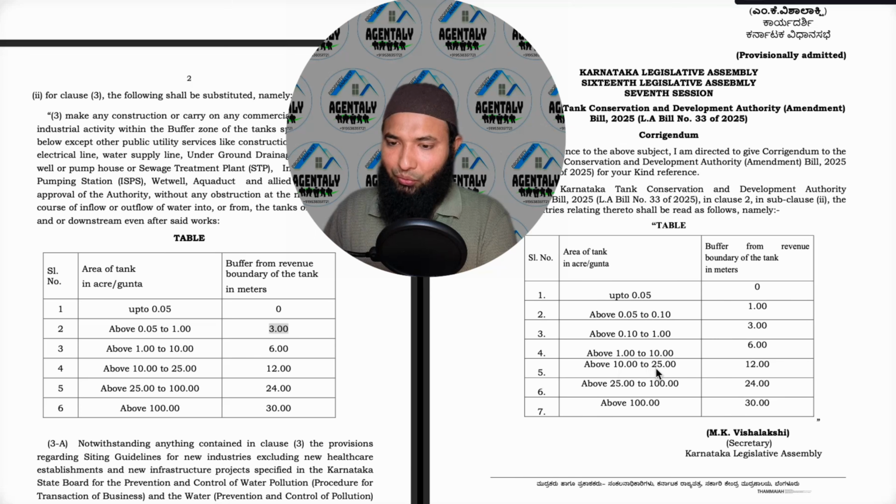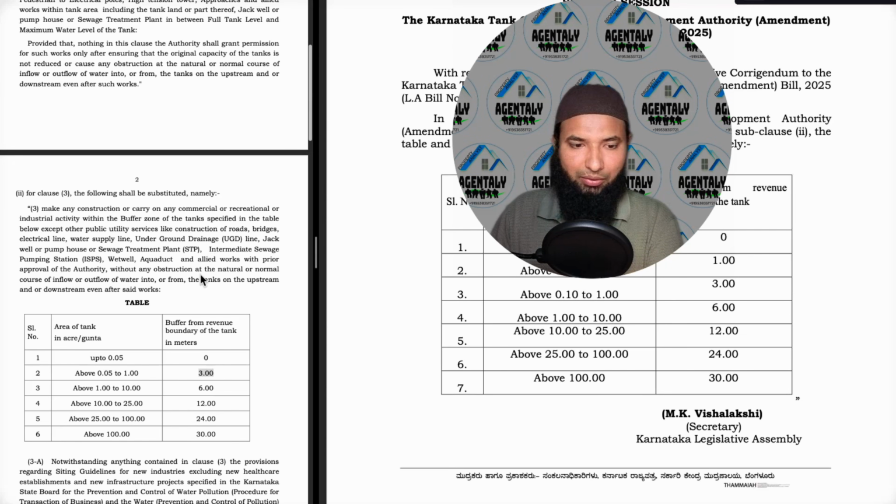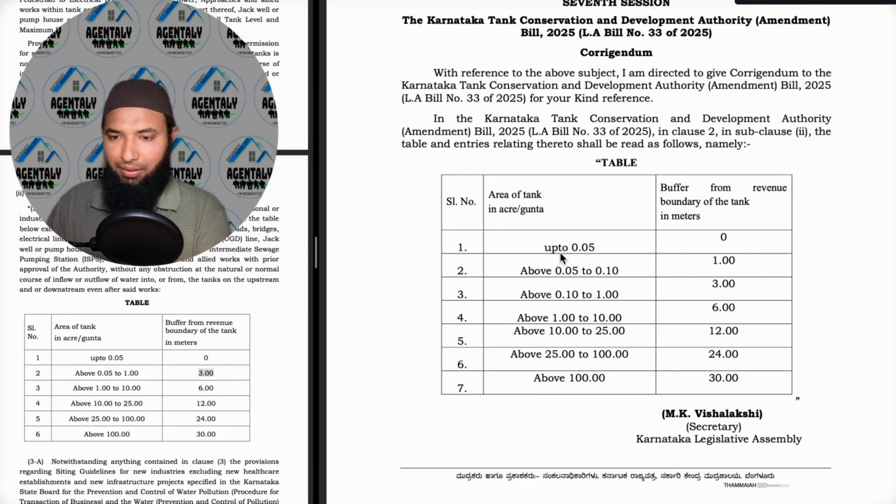About 10 acres to 25 acres. 25 acres is not a joke, it is huge, like 10 hectares. They have kept only 12 meters buffer. What was there in the fifth one here? 25 to 100 it was. So now leave this from here. We shall not refer to this now. Almost this has been replaced now. This table is being replaced with this now. You can read here, from 25 acres to 100 acres, 24 meters buffer. So 24 meters buffer for 25 acres to 100 acres they have kept.